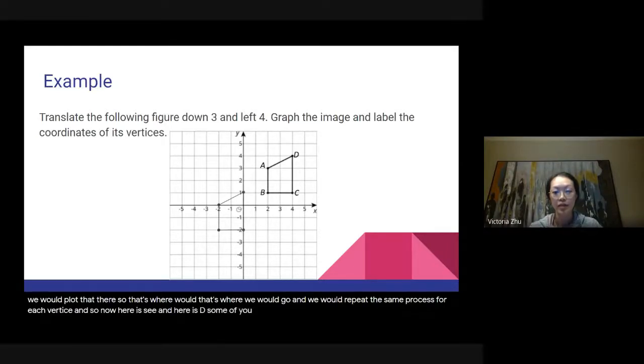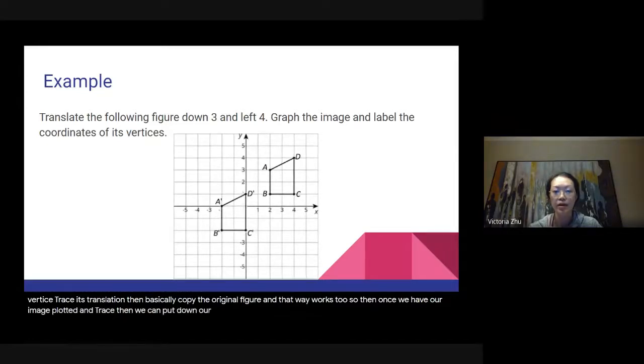Some of you may have realized that we can basically start with one vertex, trace its translation, then basically copy the original figure. And that way works too. Once we have our image plotted and traced, we can put down the names of our images: A prime, B prime, C prime, and D prime, and that is how we know we've done the translation. So hopefully this helps clarify how translations work on paper.